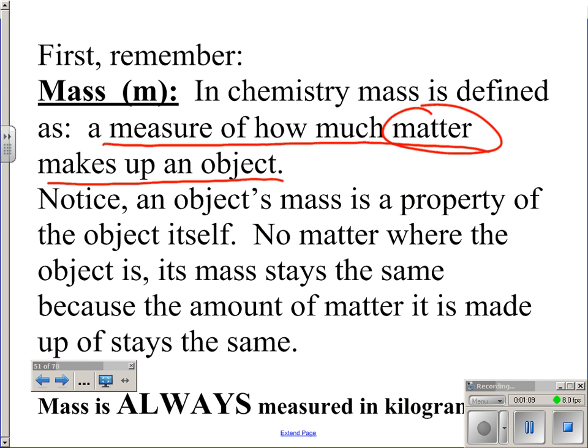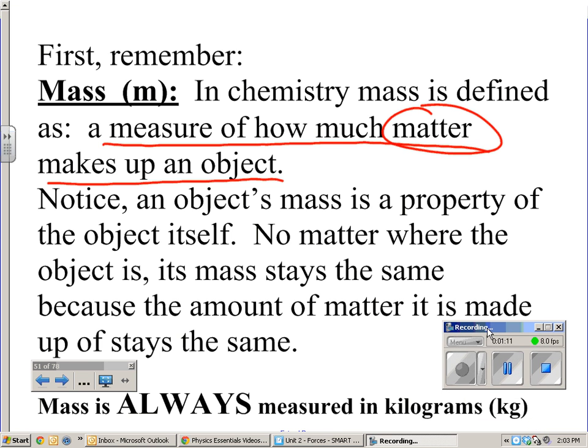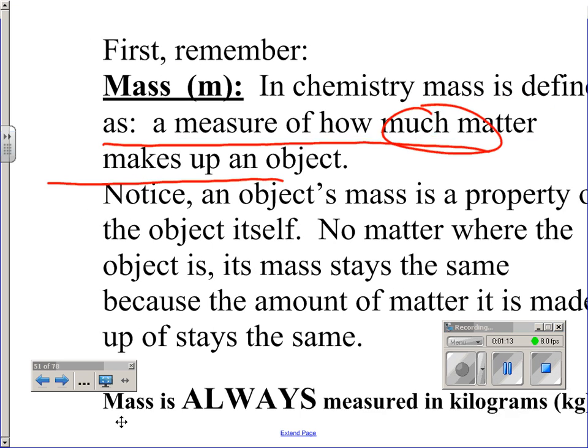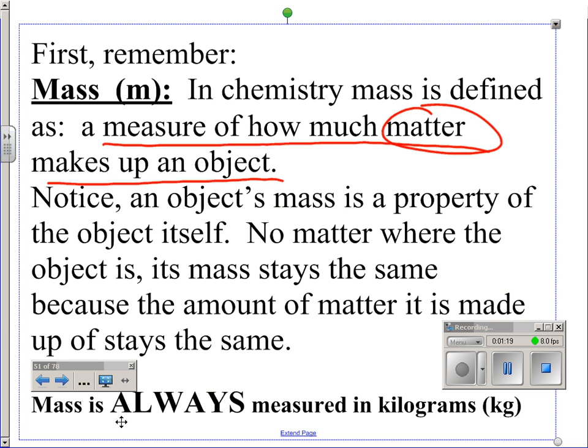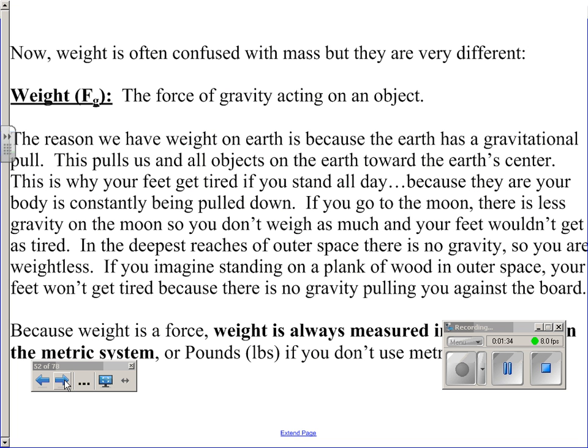All right. For this class, mass is always going to be measured in kilograms, okay? I guess you could use grams, but that's pretty much it for the purposes of this class. Okay, kilograms is mass.